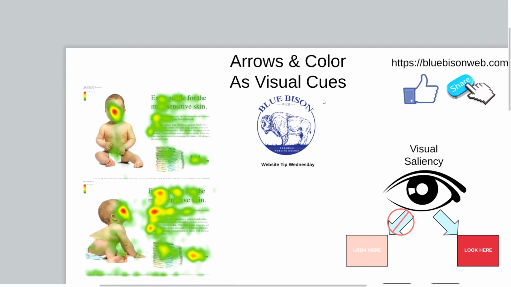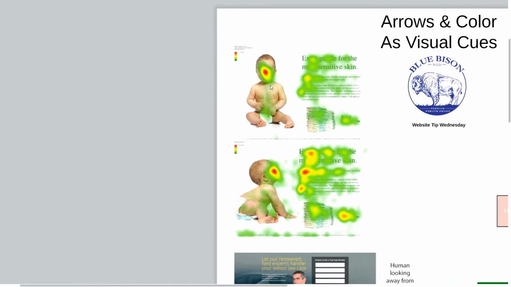This time, I want to talk about two other methods of guiding attention, arrows and color. Last week, I talked about the subtle skill of using faces as visual cues. Faces work pretty well for guiding attention, so if we're going to have people on our website, they might as well be looking at our content.